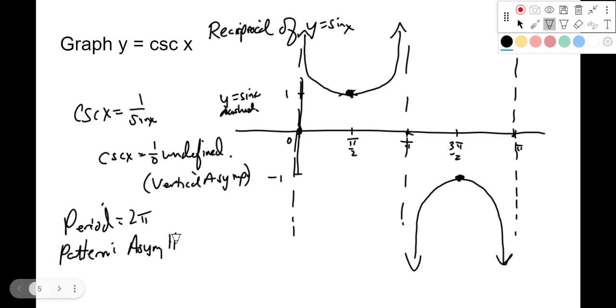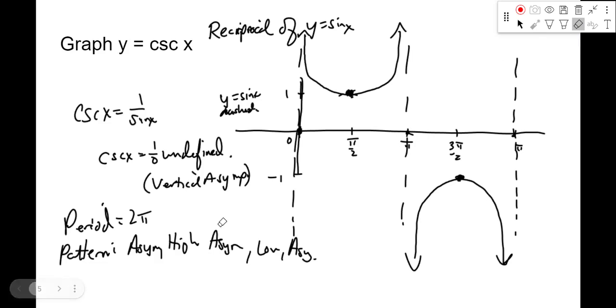asymptote, high, asymptote, low, asymptote. But to be honest, we're not even going to use the pattern. When we go and graph these with transformations, you're actually going to draw the sine graph. You're not going to draw the cosecant graph. You're going to draw the sine graph first and then use it and turn it into cosecant.